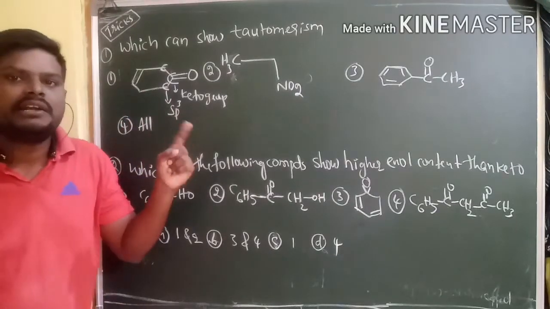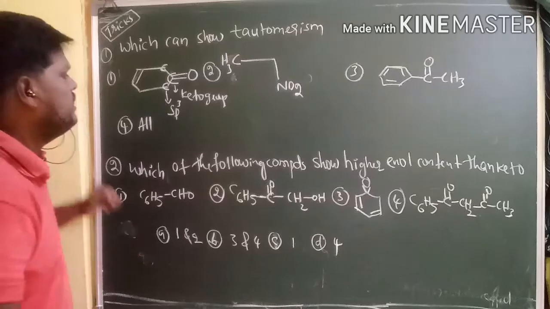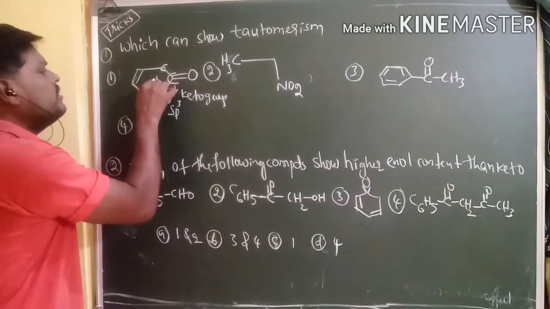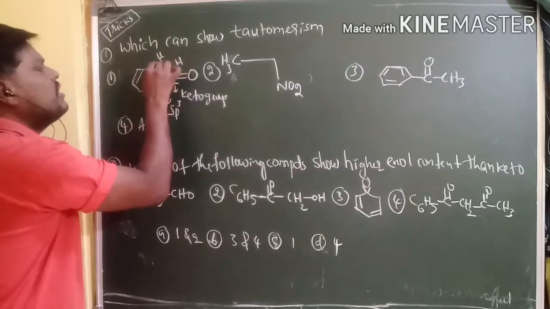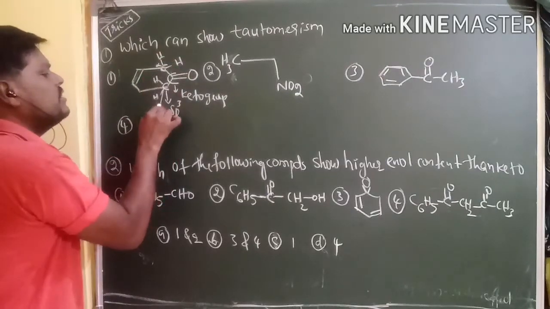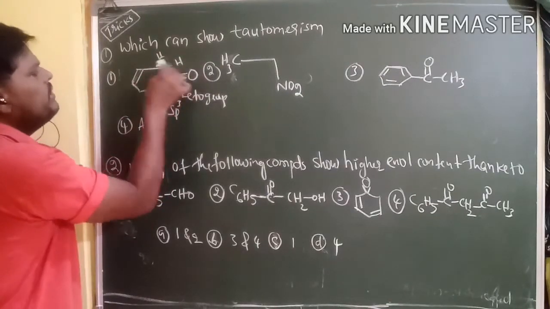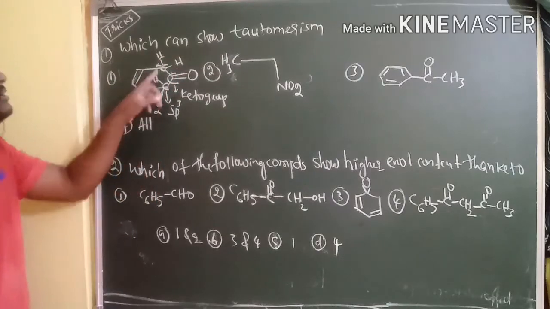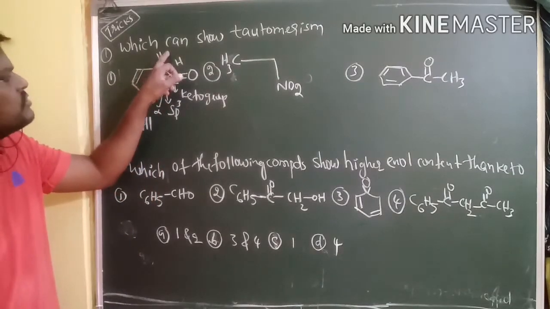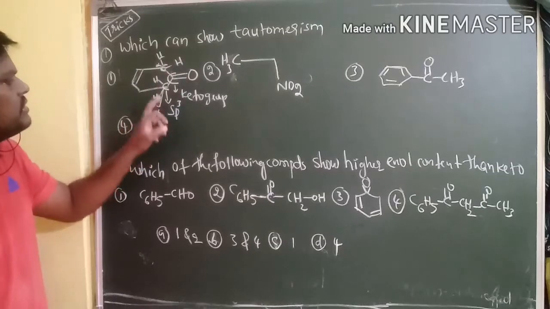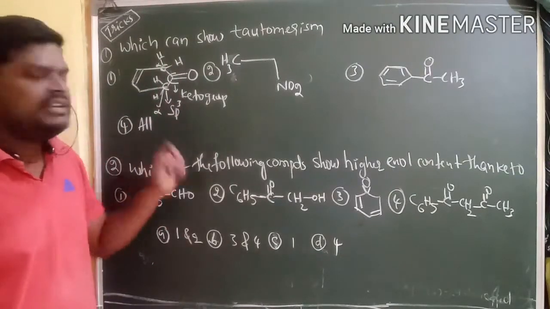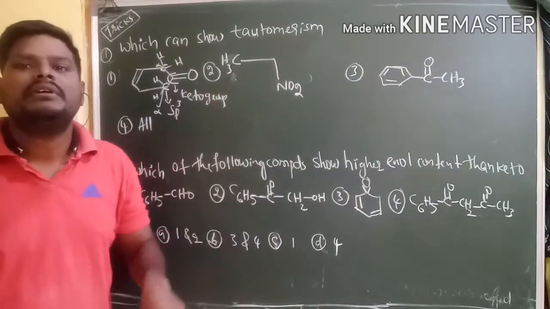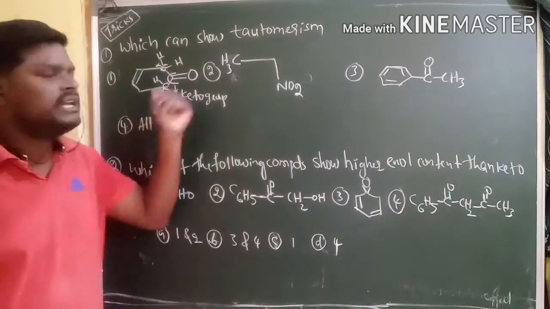And what is the second condition? At least one alpha hydrogen. Yes, this carbon has two alpha hydrogens, and this carbon also has two alpha hydrogens. So this carbon is an alpha carbon and that one is also an alpha carbon. That's why this is ready to be involved in tautomerism. So the first option is correct.